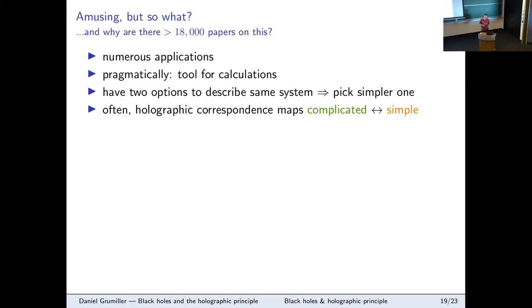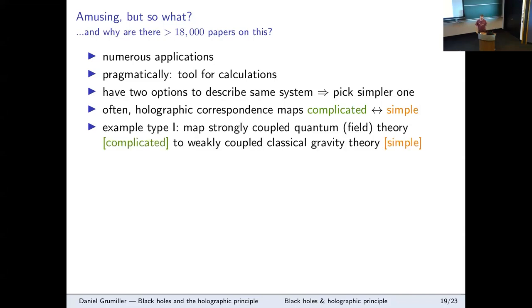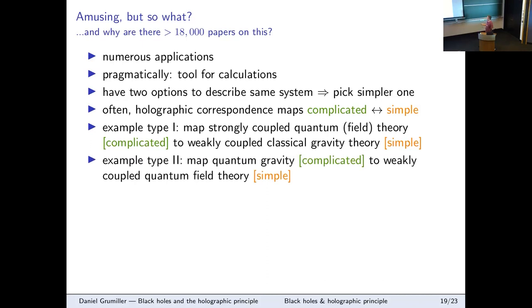While this is not universally true, in many instances it is found that the holographic correspondence maps complicated calculations to simple calculations and vice versa. So this is why this tool can be very useful. I present two classes of examples without getting into details. Example type one is you map a strongly coupled quantum field theory, which is very complicated to describe, to a weakly coupled classical gravity theory, which is very simple to describe. And the other type of examples is you map quantum gravity, which is very complicated, to a weakly coupled quantum field theory, which is rather simple. Both of these types of applications have been developed in the past two decades, and there are many examples of calculations where you have this map between complicated and simple.